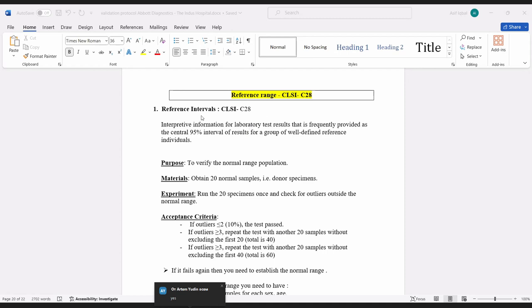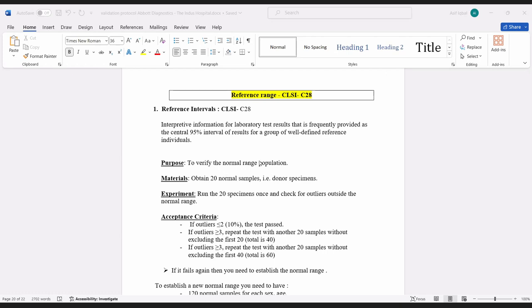So this is the CLSI guideline, according to C28. The interpretive information for a laboratory test is frequently provided as the central 95% interval for a group of well-defined reference individuals. So if you want to evaluate the reference ranges of estradiol for children, you can go for that and verify the normal range of the population. That was your question, I hope I understood it right.